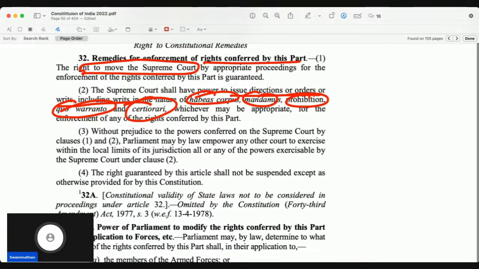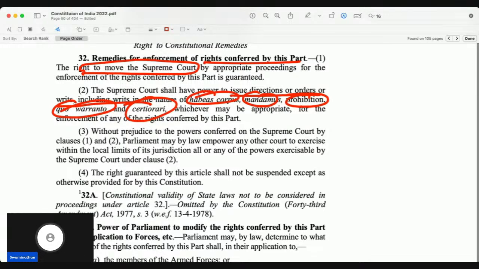Mandamus is an order, a command. Mandamus is given against the executive if they have failed in their legal duty and that has caused damage to someone's fundamental right. The court can issue a direction of mandamus against those persons. Prohibition and certiorari are used by the superior court against the inferior courts in case of violation of their jurisdiction, or erroneous exercise of their jurisdiction.